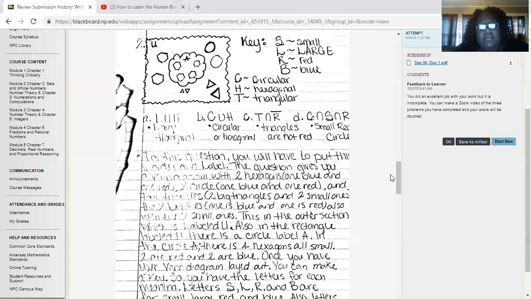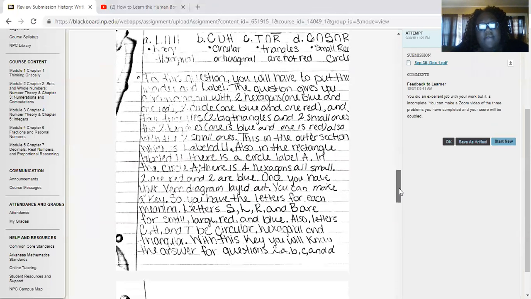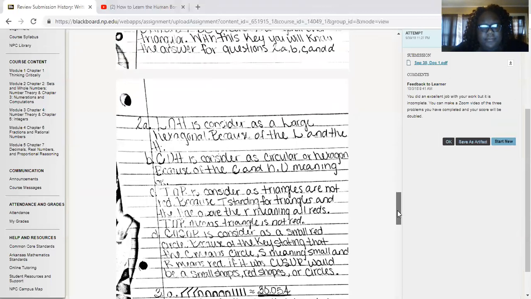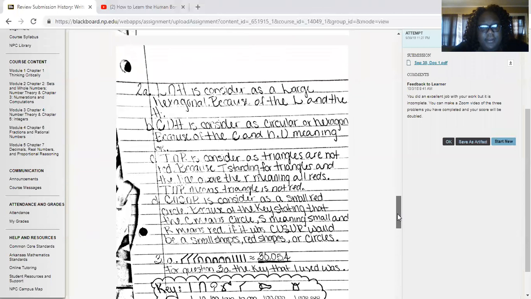Next, we have D. So we have C, not conjoined with S, not conjoined with R. So that means small red circles. Here I have that explanation for what I just said, also here to explain what I just explained up there again.